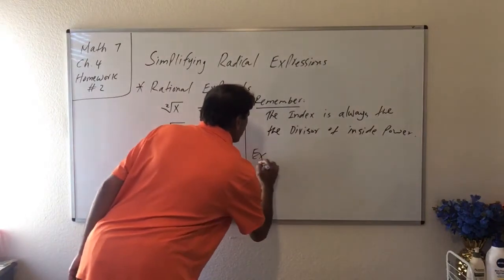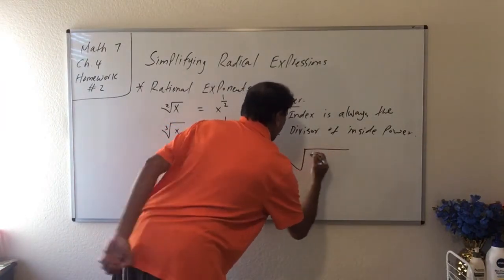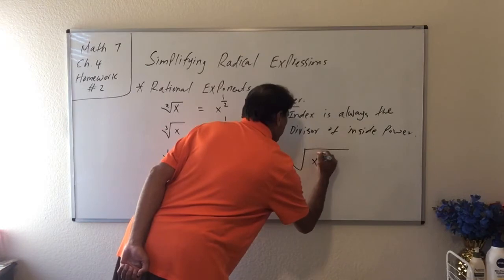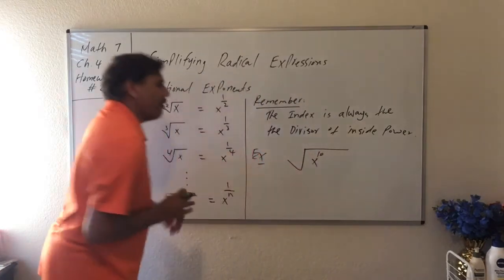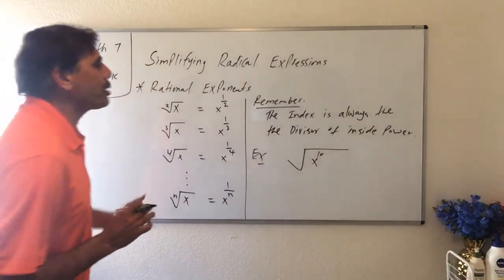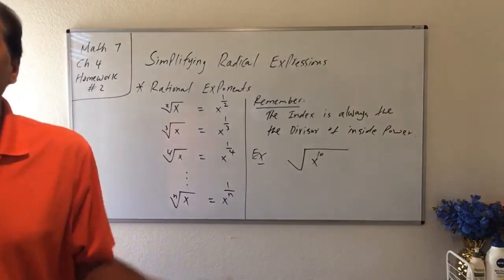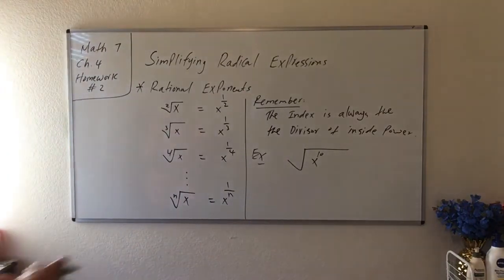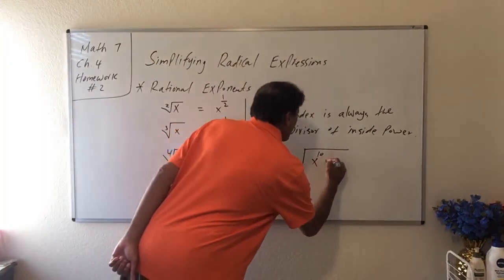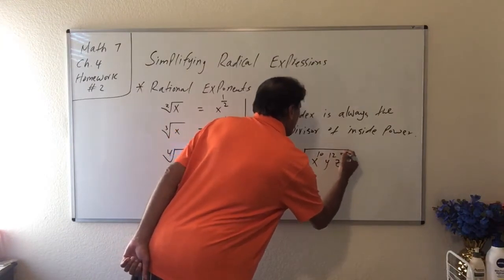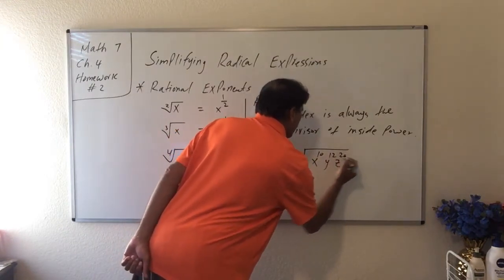So here, I can give you a really good example. We're going to only focus today on the even exponent. So if it's not even, then that's probably tomorrow or the next day. So x to the power 10, y to the power 12, z to the power 20, for example.